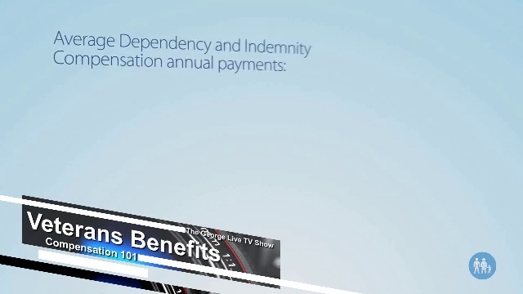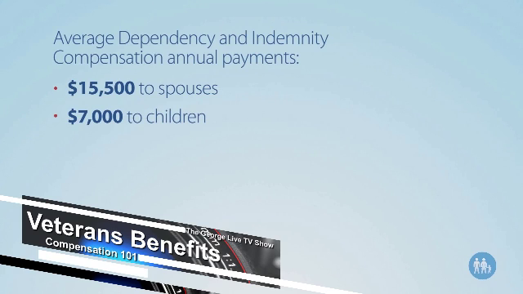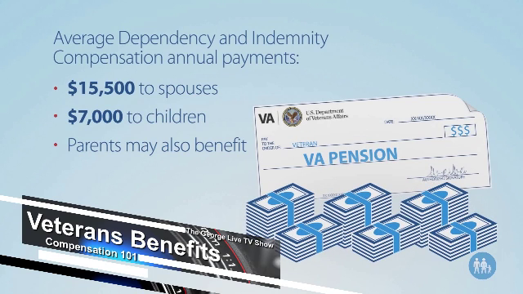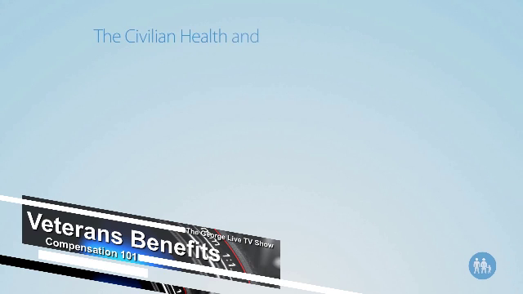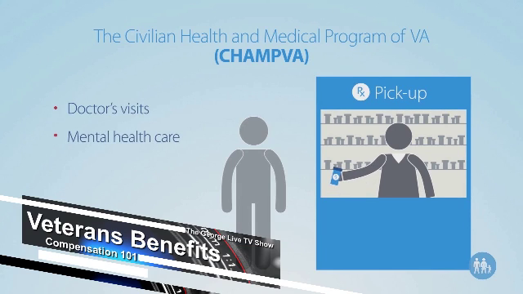Monthly payments may be provided if your loved one died while on duty or from a service-connected disability. If you're a surviving spouse or child of a wartime veteran with limited means, a VA pension may supplement your income. The cost of health care may also be covered if you qualify for the Civilian Health and Medical Program of VA. CHAMP VA reimburses you for doctor's visits, mental health care, prescriptions, and many other services.